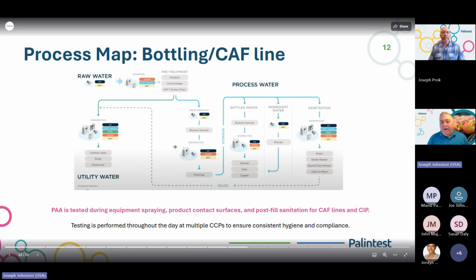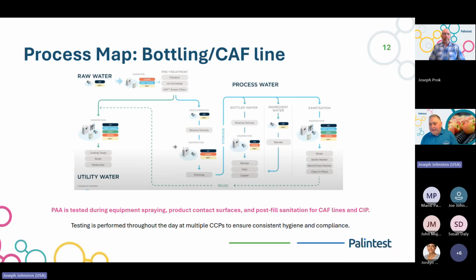Here we have a process map of a bottling and a cold aseptic fill line. This diagram here, this process map, you can see a number of different points here that sanitation is used in the CAF line. Disinfection and sanitation is not only important during the bottling process, but there are several clean in place protocols that use sanitation and disinfection to ensure food safety, and Chemio is entirely suitable for that as well.